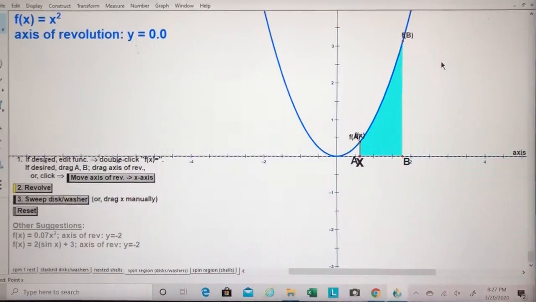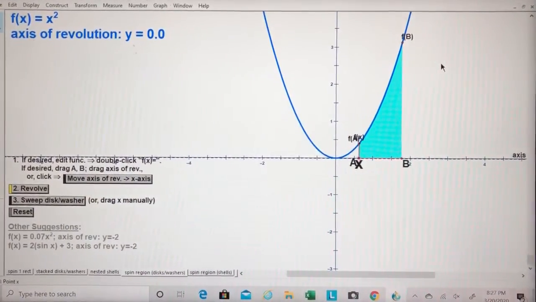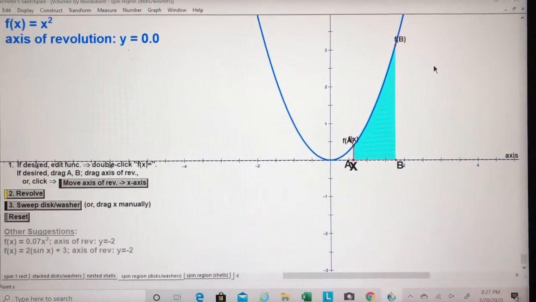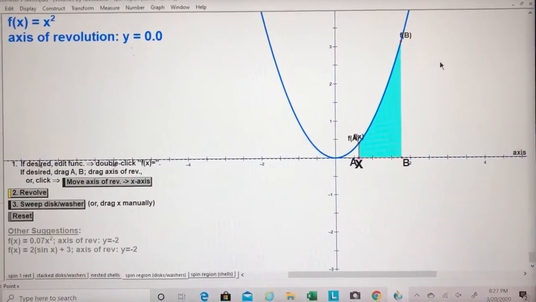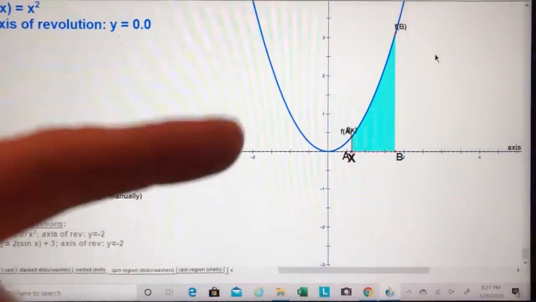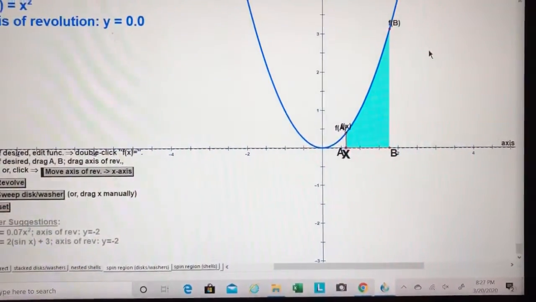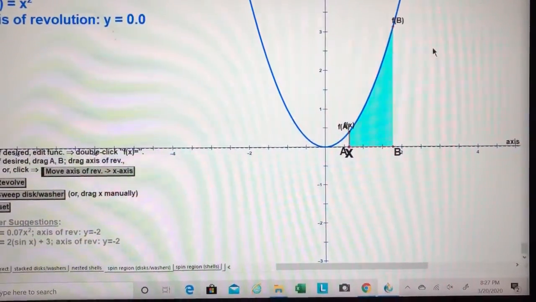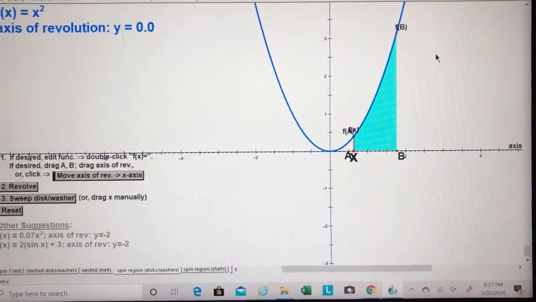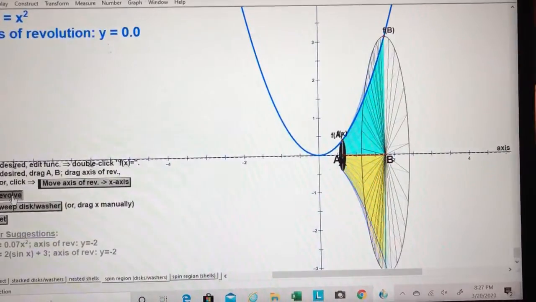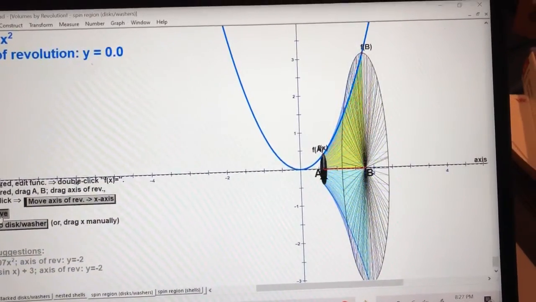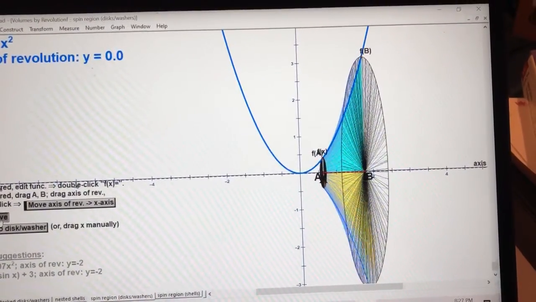So here, notice up here I have f of x equals x squared as my function. I'm going to revolve this around the x-axis. Well, what does that mean? It means I'm going to go very quickly around the x-axis as fast as I possibly can. And this is going to make a three-dimensional figure. So when I do that, revolving it, notice there's my figure. And it'll fill in here shortly.